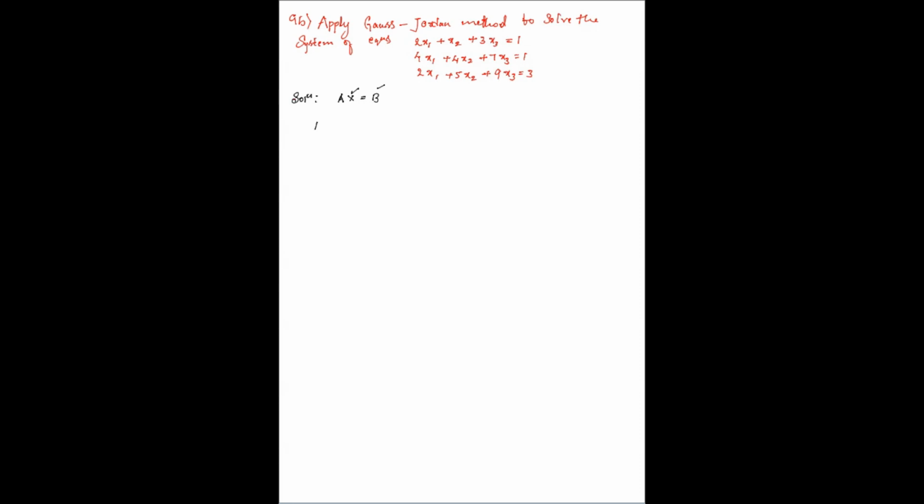So what is A here? A is 2 1 3, 4 4 7, 2 5 9. What is X here? X is a column matrix of unknowns, x1, x2, x3. And B is the constant matrix 1, 1, 3. So the system of equations can be written in the form Ax equal to B. Now I am going to write an augmented matrix.